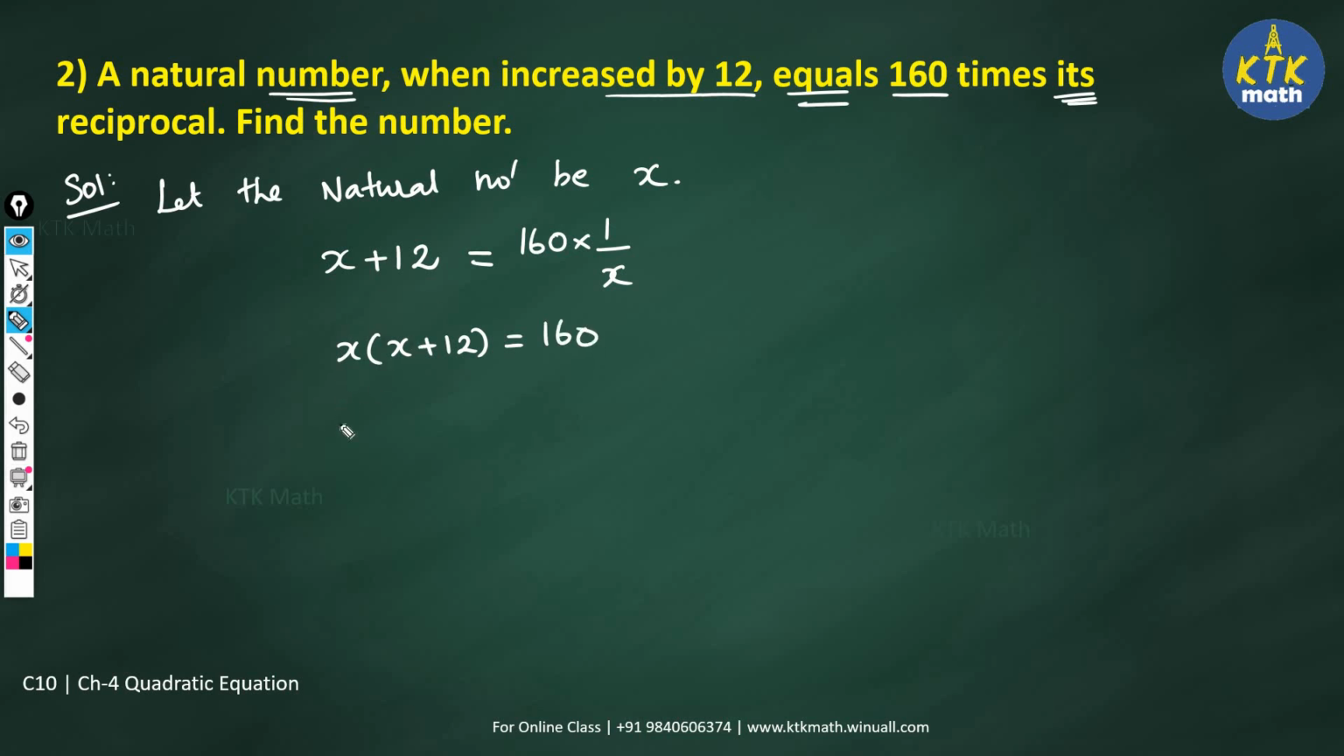Now multiply this inside. x into x is x square, x into 12 is 12x. This 160 also you shift to the left hand side, it will become negative 160 equals 0. Now I got the general form of your quadratic equation. If you want to try, you can pause the video and try to solve this from here.